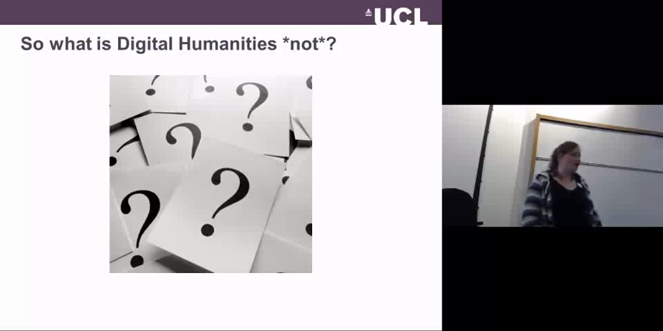field over the past couple of years. So an article that was published by John Unsworth in 2002, it's called What is Humanities Computing and What is Not? So just for the sake of simplicity, I'll just say that digital humanities was often called humanities computing pre about 2004. If somebody's interested, I can say a bit more about that at question time.